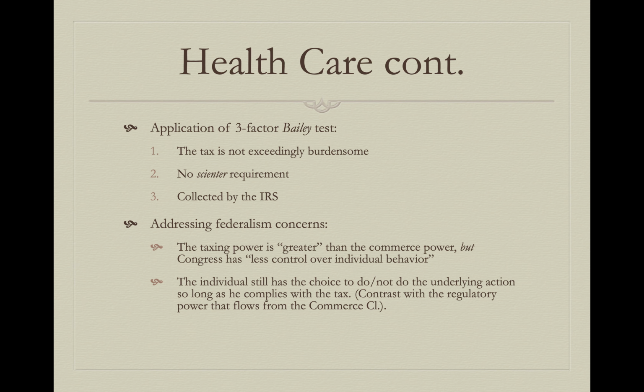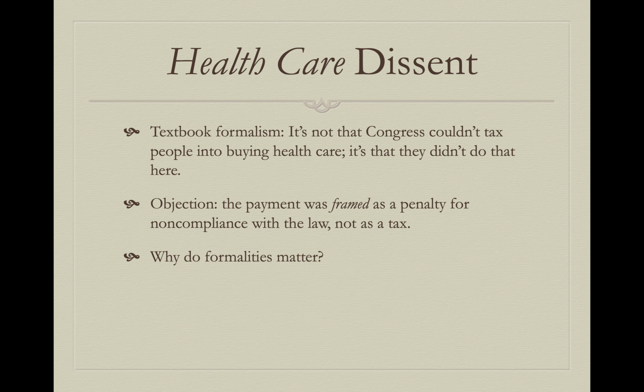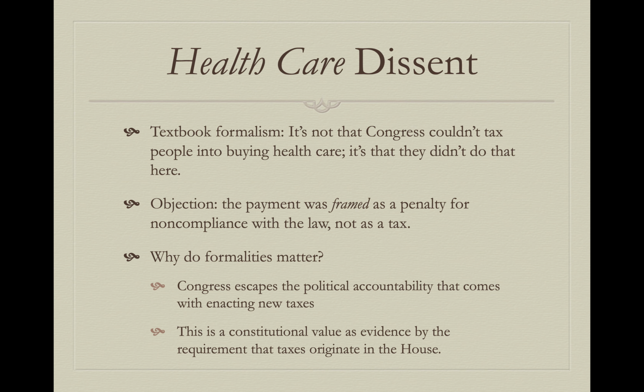So, in one sense, then, Congress's power is greater because it can do things under its taxing power that it couldn't necessarily do under its regulatory power, right? We'll see how that plays out in the spending area as well. There is a dissent in this case. It was the joint dissent that dissented on every aspect, the taxing holding as well as the commerce holding.